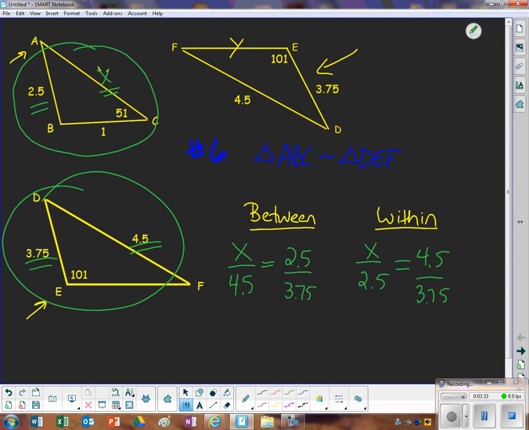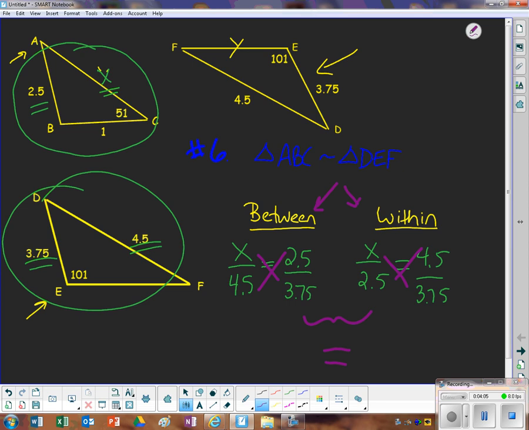Let's compare now. If I do my cross products for the between, x gets multiplied by 3.75, and 2.5 gets multiplied by 4.5. Looking at the within, x gets multiplied by 3.75, and the 4.5 gets multiplied by 2.5. So these two proportions come out to be the same. No matter how I set it up, between or within, my proportions come out the same.